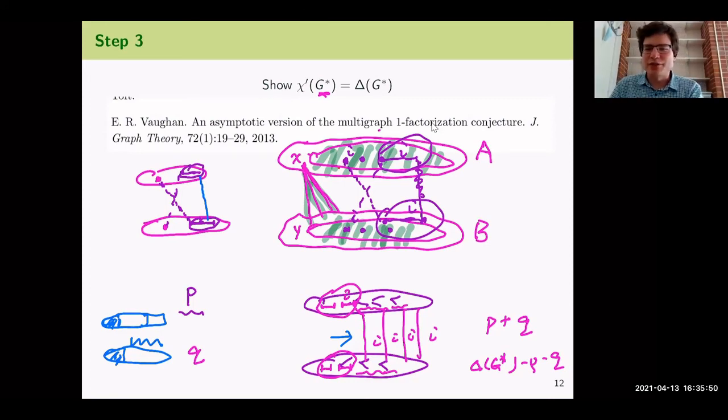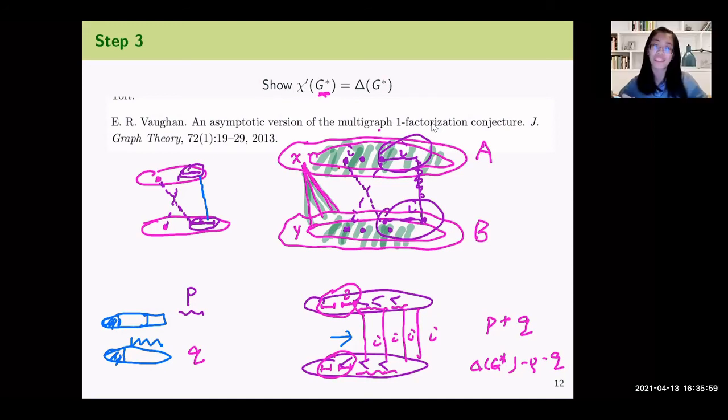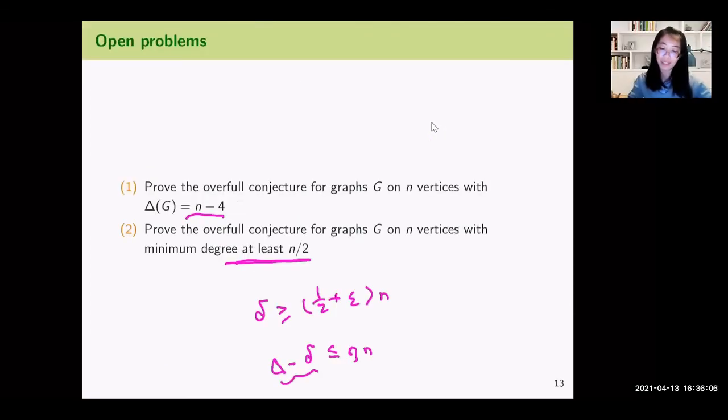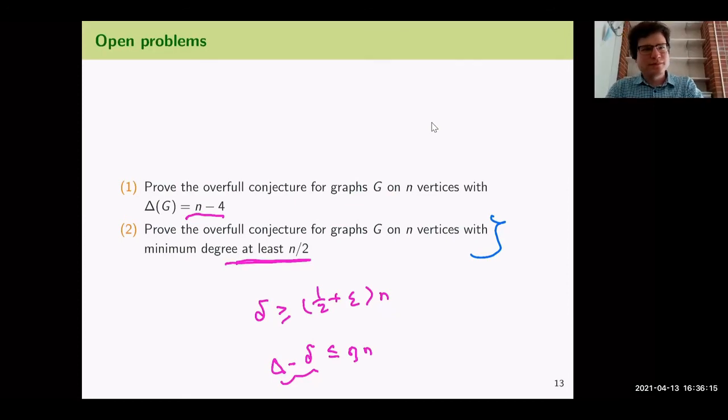But you think that if you happen to have an epsilon-regular partition without exceptional pairs or something like this, then that would help. That's interesting. Yes, I really think for the second question here, if we assume the minimum degree is big, probably the regularity lemma will help. Interesting. I see. Thank you.